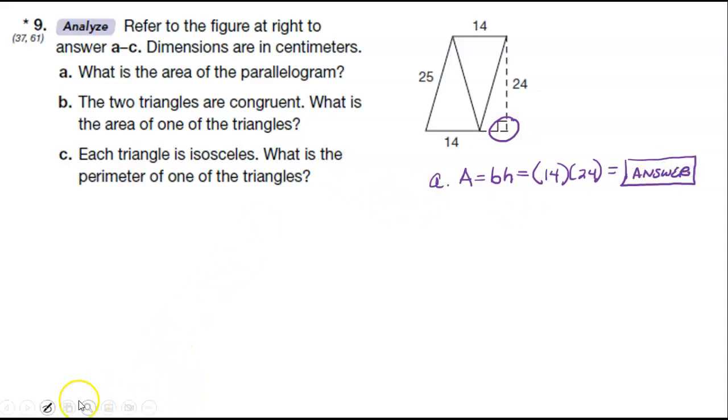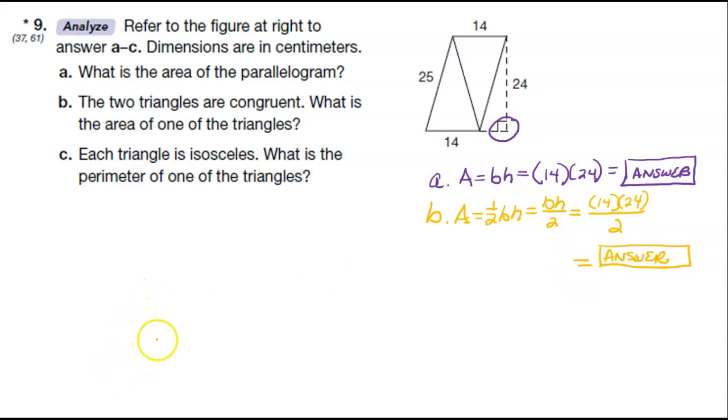Okay, let me change colors. So B says the two triangles are congruent. That means that this triangle equals that triangle. What is the area of one of the triangles? So we know that the area of any triangle is 1/2 base times height, or base times height over 2. So my base is going to be 14 again. My height is going to be 24 because it's what makes the 90-degree angle, divided by 2. And that's going to give me the answer to B.